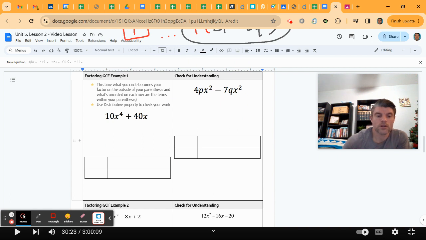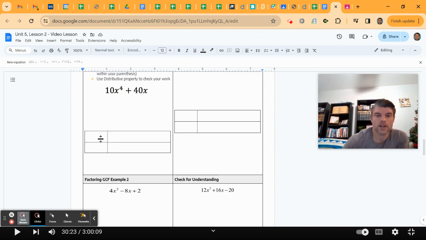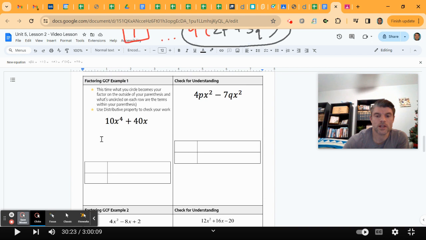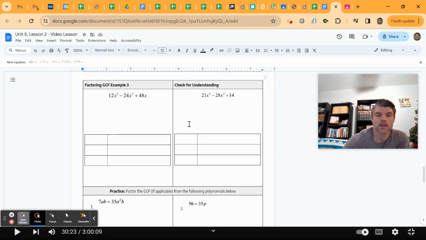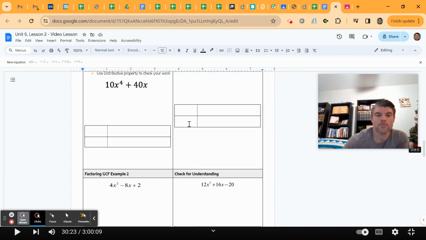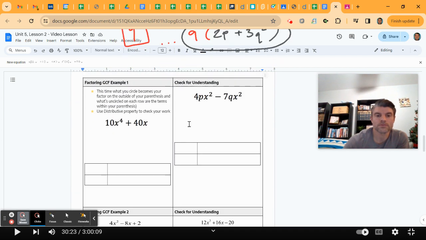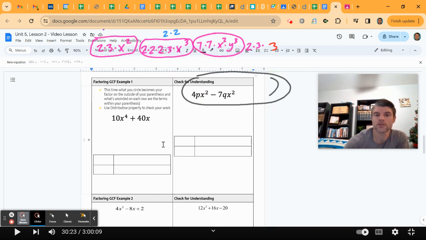All right, so let's take a look here. We have pretty easy examples until we get to the examples with 3 terms. Those can be tricky. Then we have a lot of practice. So I'm going to have you try this whole page first.